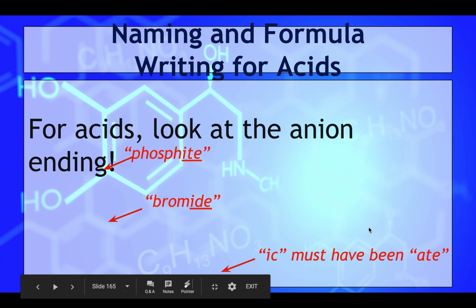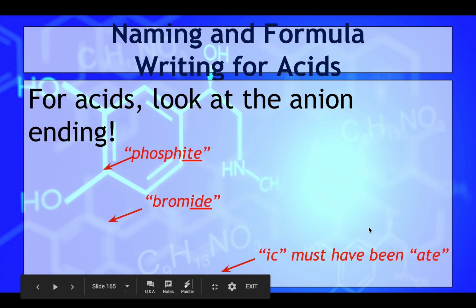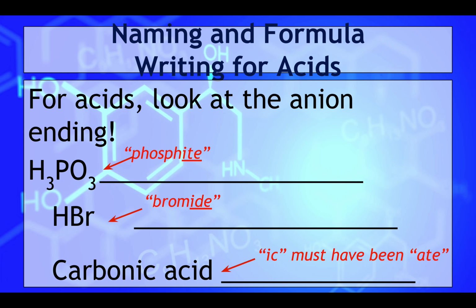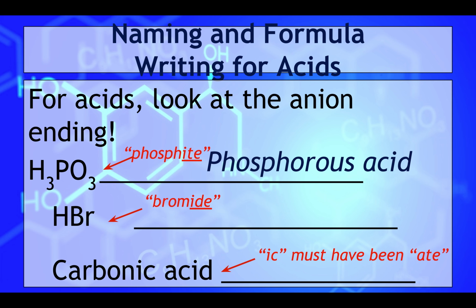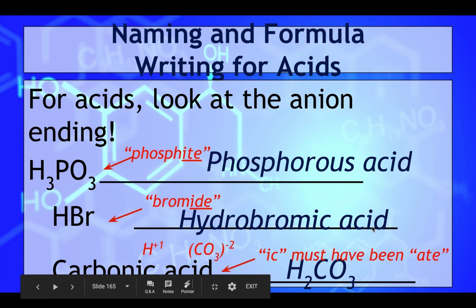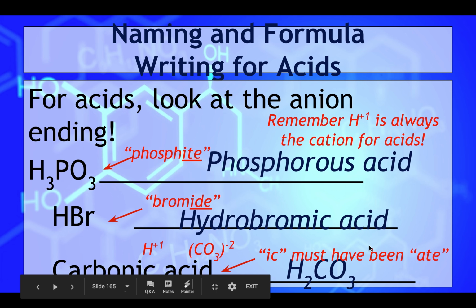Let's take a look at a couple. For acids, you're going to look at the anion ending. That's a phosphite, that's a bromide, and that's carbonate. So this becomes phosphorous acid, hydrobromic acid, and because we have to come up with our formula, we've got to balance our charges out. This will be H2CO3. You'll have some practice on your worksheet to do that.